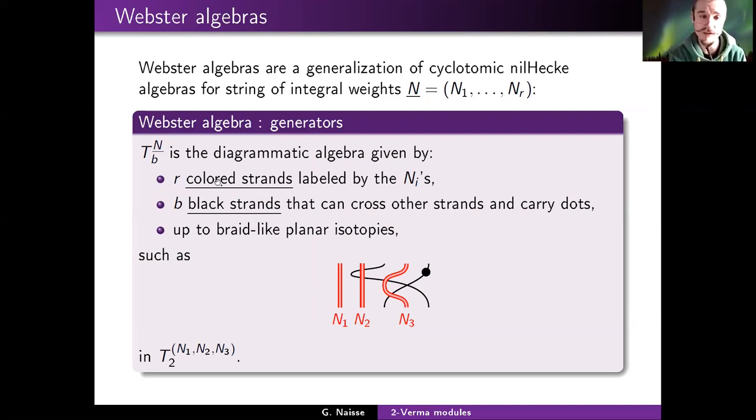So you don't want the colored strands to cross each other, but you can have black strands crossing the colored strands. And again, you look at this algebra up to braid-like planar isotopy, so you can move things around. And also, I should mention that when you compose diagrams, you want the labels and the colors to match. Otherwise, you simply say that the product is zero. Okay, so here's an example with three red strands and two black strands.